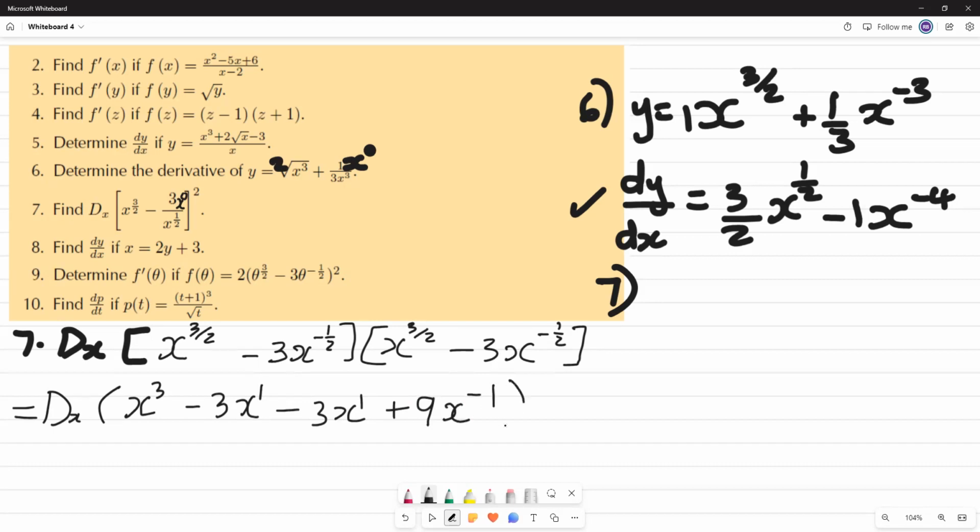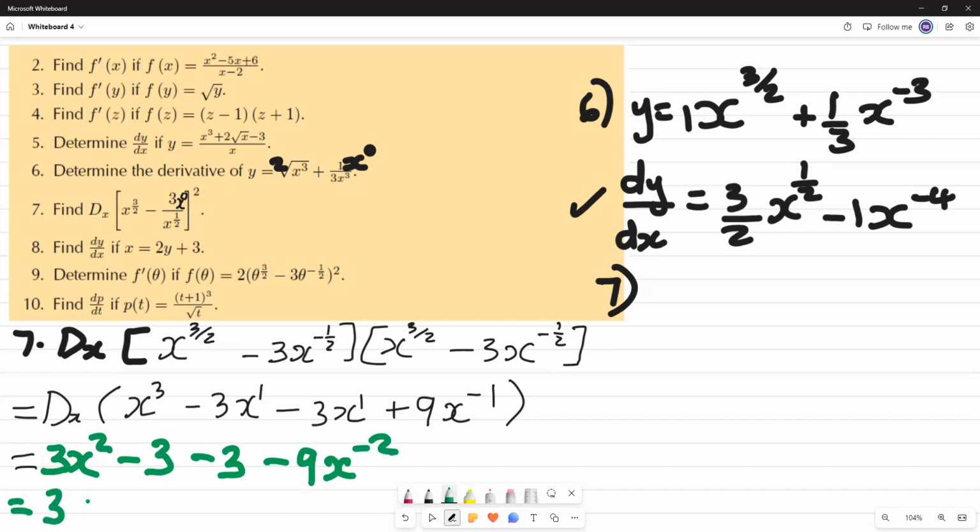Sharp. And now we can differentiate, because we no longer have a bracket. This notation just means that this is our function now. When you differentiate, this term will disappear. So you are going to have 3x squared minus 3 minus 3 minus 9x to the negative 2. We can see that we have like terms here. So we have 3x squared minus 6 minus 9x to the power negative 2. And that was number 7.